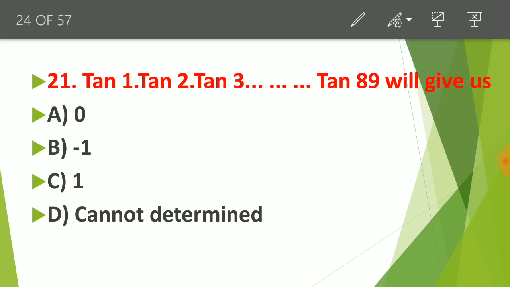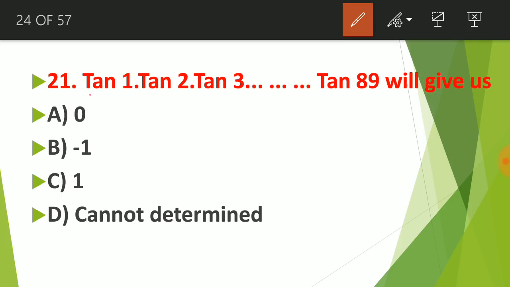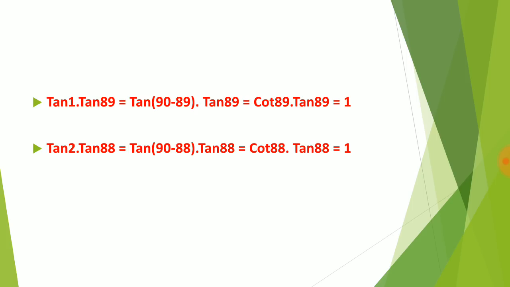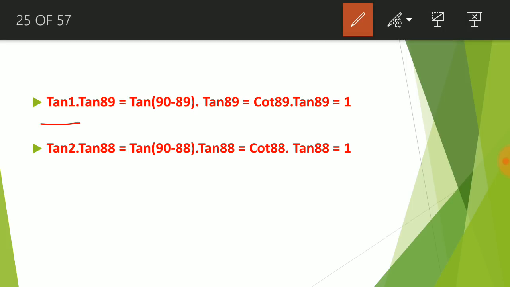Now let us see question number 21. Tan 1 into tan 2 into tan 3 into and so on up to tan 89. If all of them are multiplied, then what will be the value of their product? Now let us see this question like this. Let us take the first tan 1 and the last tan 89 together. If we bring first and last together, tan 1 and tan 89, I'm saying tan A, sorry, it's tan 1.